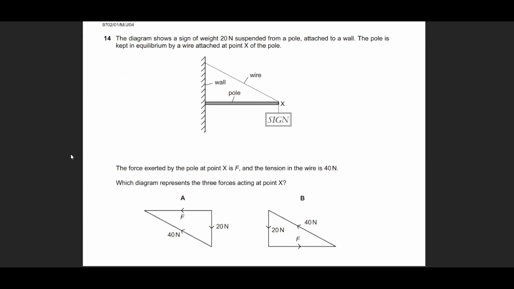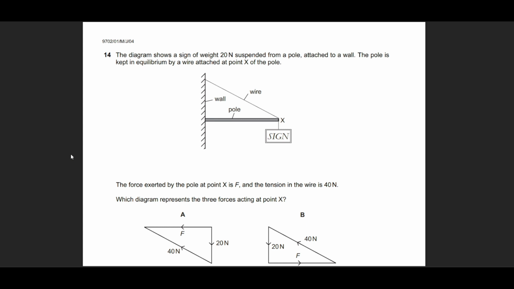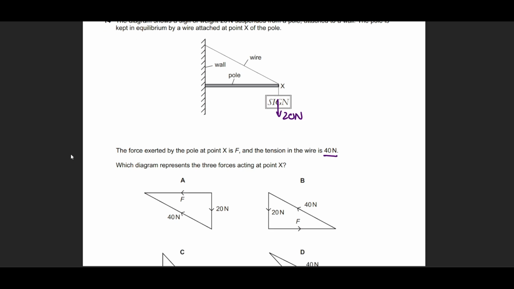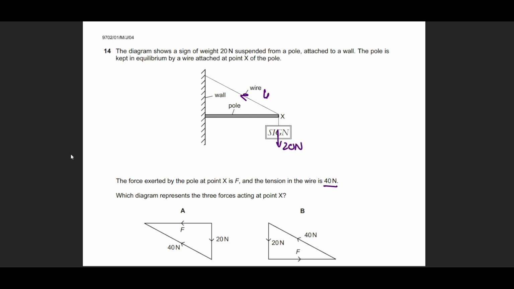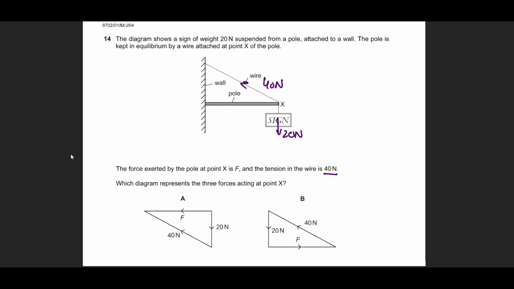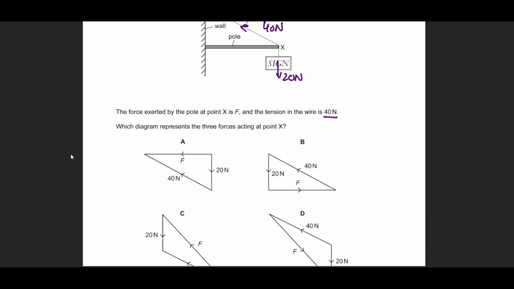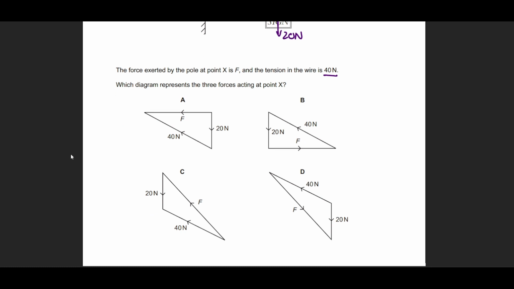This is another common question in terms of forces, coplanar system: a shelf with a wire and a hanging sign. It tells you that the sign has a weight of 20 newtons and the tension in the wire is 40. So this tension is 40 newtons. So which example actually shows that the system is in equilibrium, right? So again, apply the loop rule.